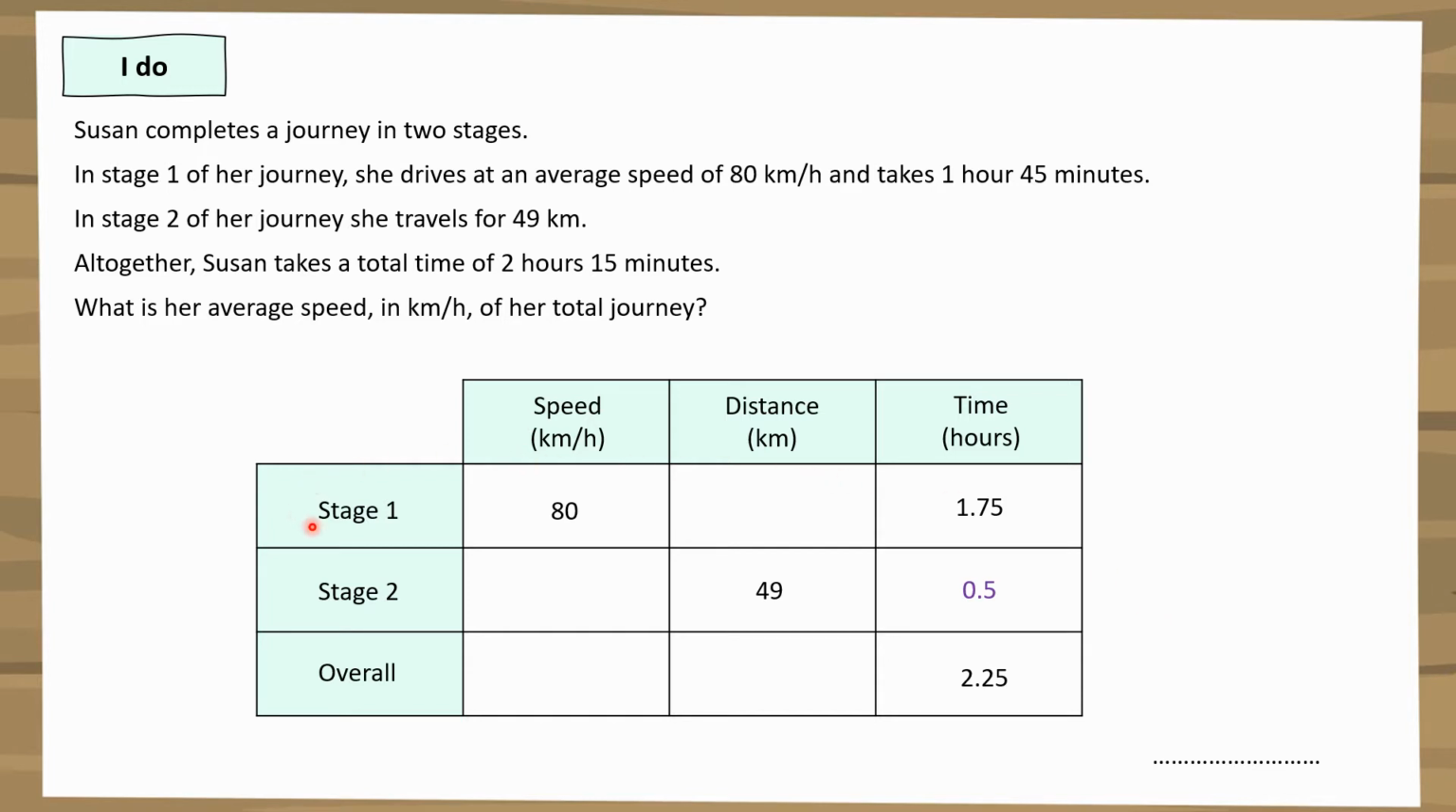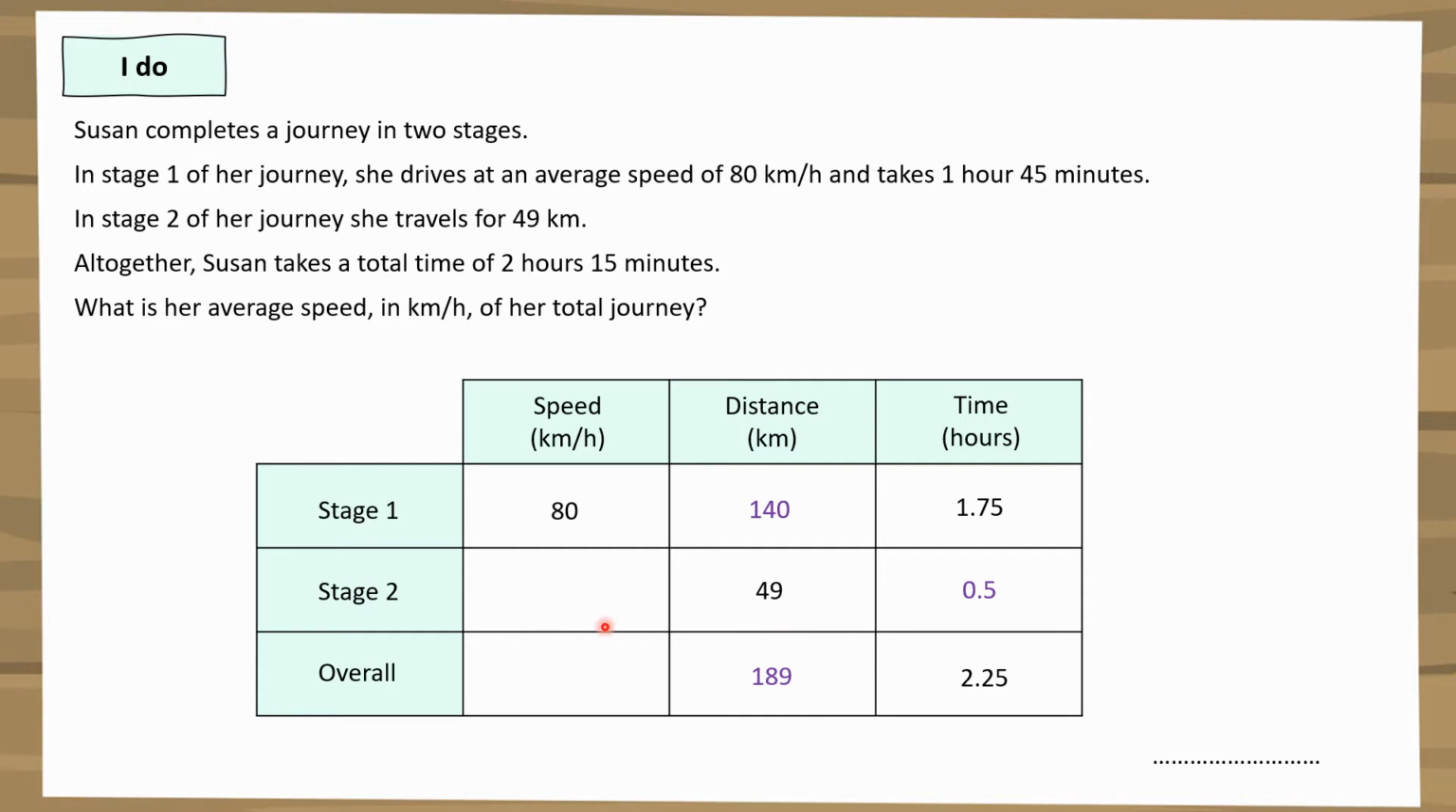Well, stage 1 of the journey, I do know that the time taken is 1.75 hours, the speed is 80 kilometers per hour, and to work out distance, I do speed multiplied by time. So if I do 80 multiplied by 1.75, I can find out that the distance for stage 1 of the journey is 140 kilometers. Now if this is 140 for the first stage and 49 kilometers for the second stage, then the overall distance, I can just add these two together here and I get 189 kilometers for the overall distance.